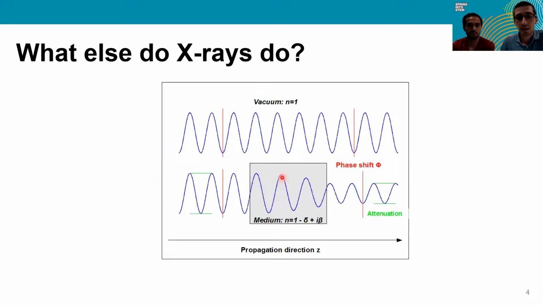Now, one of the things that happens when X-rays go through matter is related to phase. If you think of X-rays as this blue wave, this blue line that goes like this and has some peaks and has some valleys, the phase is essentially related to the point in the wave that we are. Are we in the peak? Are we in the valley?